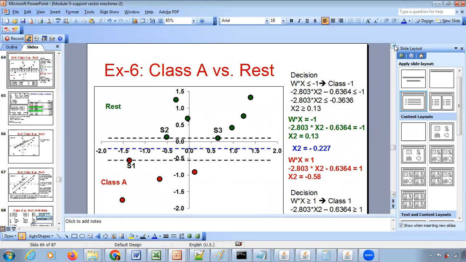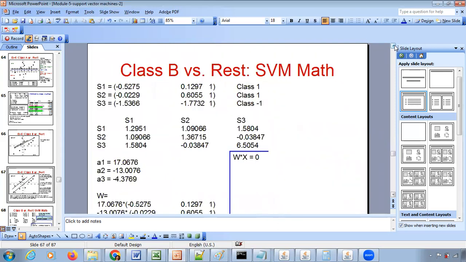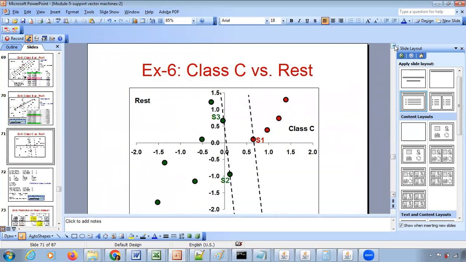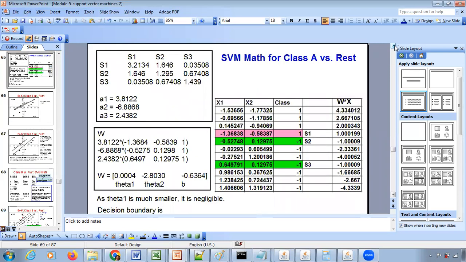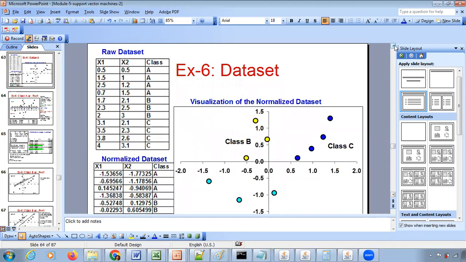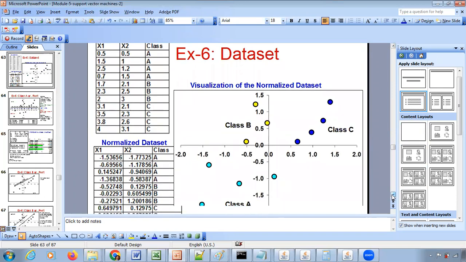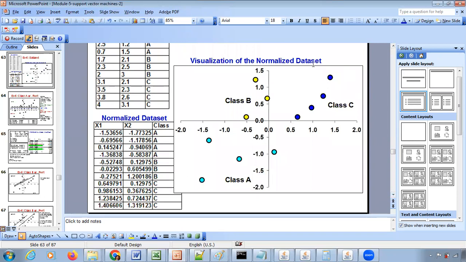So here we have 3 classes A, B, C. So you have to do a class A versus rest model, then a class B versus rest model, and a class C versus rest model. So that's what we'll be doing here. So this is a raw data set. Now we can normalize the entire data set right away and visualize that. So this is the normalized coordinate system. And there are 3 classes, as I said. So these 4 data points belong to class A, these 3 belong to class B, the yellow ones, and the blue ones belong to class C.